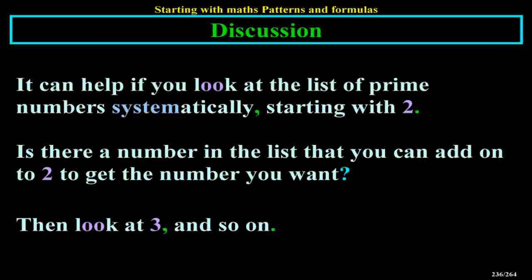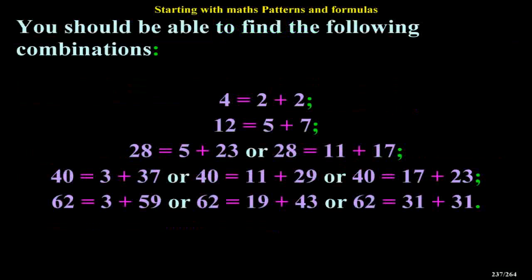Discussion. It can help if you look at the list of prime numbers systematically, starting with 2. Is there a number in the list that you can add on to 2 to get the number you want? Then look at 3, and so on. You should be able to find the following combinations.